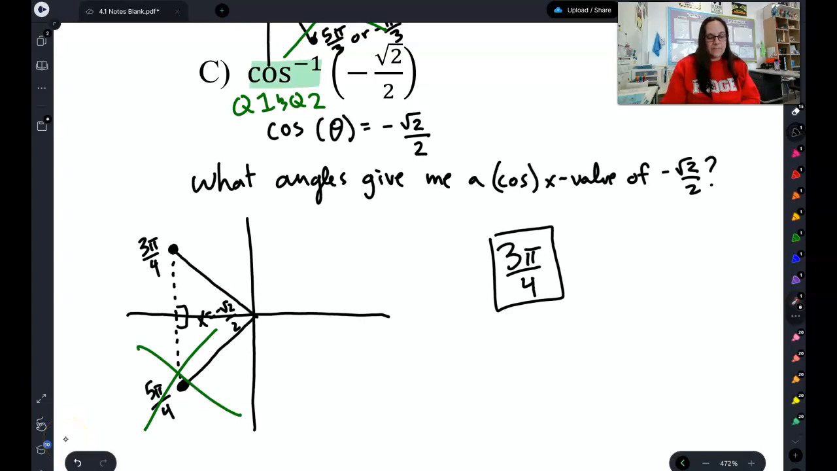Let's see how you did. So we are looking for what angles give me a cosine, or an x value, of negative root 2 over 2. This triangle has an x value of negative root 2 over 2, and so does that one. This is at 3 pi fourths and 5 pi fourths, but cosine is quadrant 1 and 2 angles, so I don't want that one, which leaves me with 3 pi fourths.